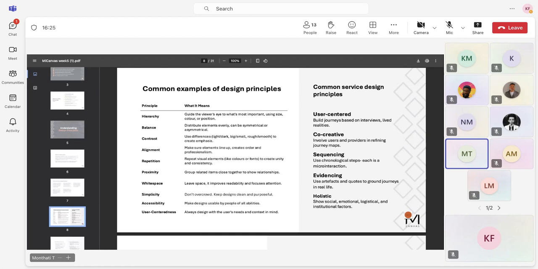Evidencing can also be another one where you use artifacts and quotes to ground journeys in real life. So if there's something that really came up through your design research and synthesis as the key common thought, being able to design a principle around that to make sure that when you go into the detail of now unpacking what the requirements for whatever you're designing are, that you are able to bring that guideline into the process, so that you don't forget to design for that thing.